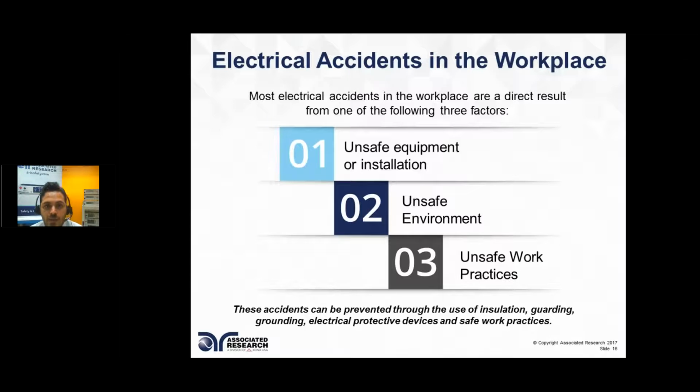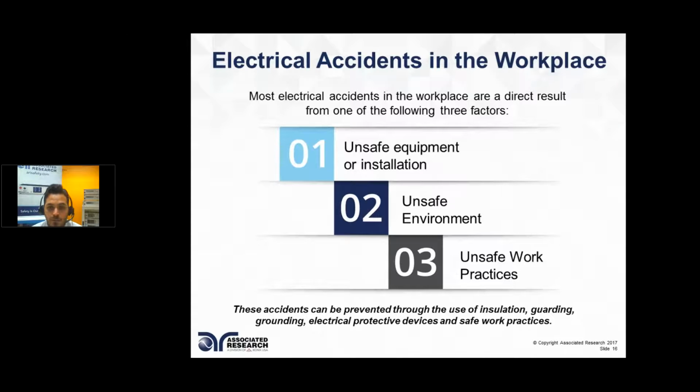Okay, let's talk about electrical accidents in the workplace. Most electrical accidents in the workplace are a direct result of one of the following three factors. Unsafe equipment or installation. Unsafe equipment means, are you calibrating it? Is it exposed to an atmosphere with lots of dust, or is it just not being installed in a safe manner?